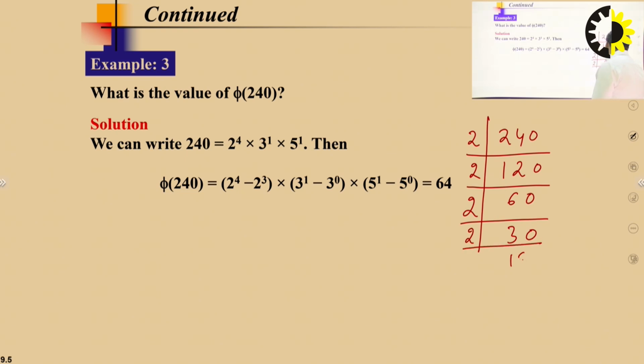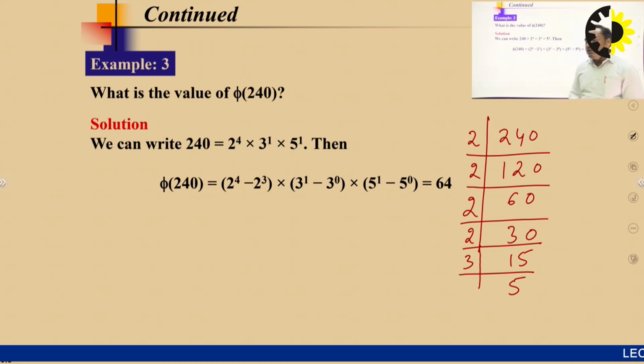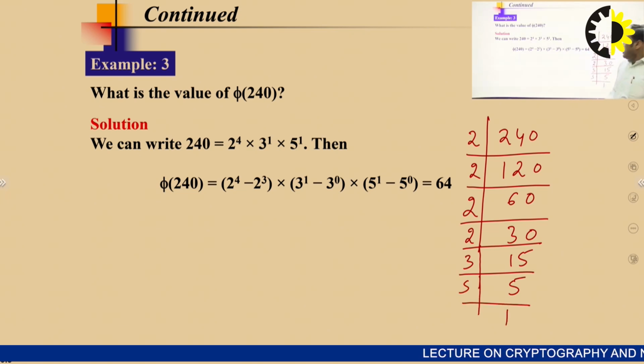So we are getting 15, and 15 is not divisible by 2 because 2 is an even number and 15 is an odd number. So by using the next prime number, that is 3, we can divide 15 and you are getting the value 5. And 5 is not divisible by 3, so you divide by the next prime number, that is 5, and you are getting 1.